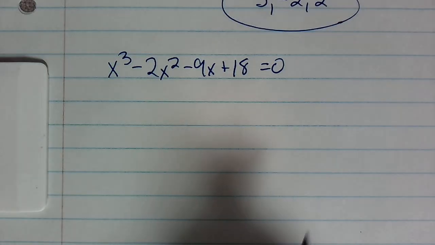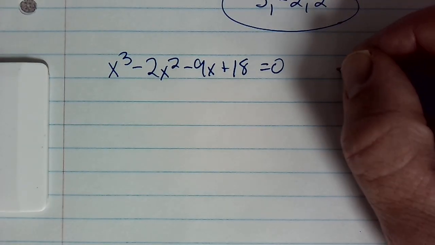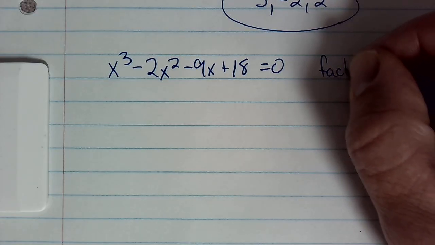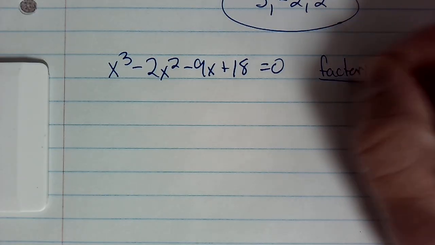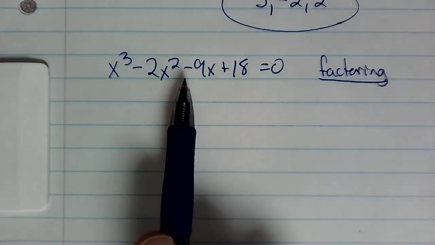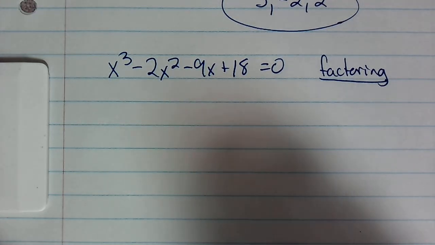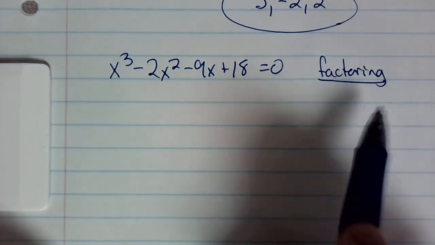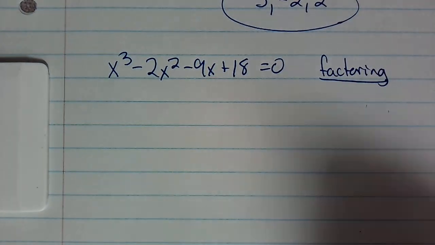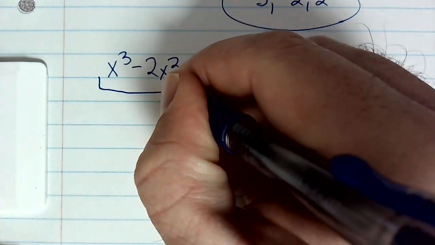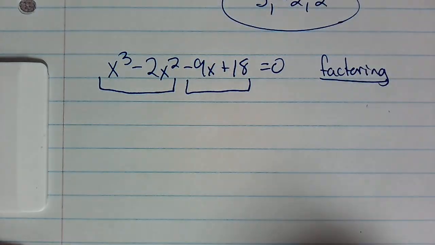Try to find your zeros of this beast by factoring. Factor it. Now if it says factoring, you have to group it. We only have one tool to factor, correct? If it's a trinomial, so we gotta look at first group, second group.